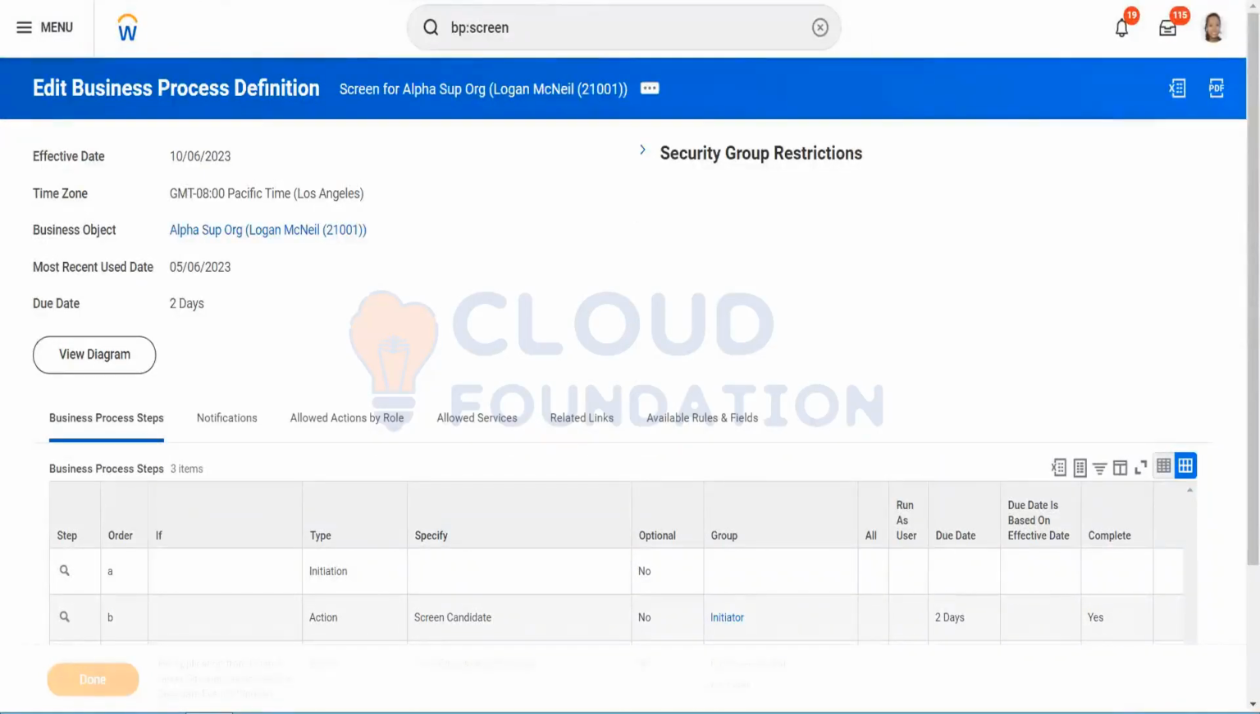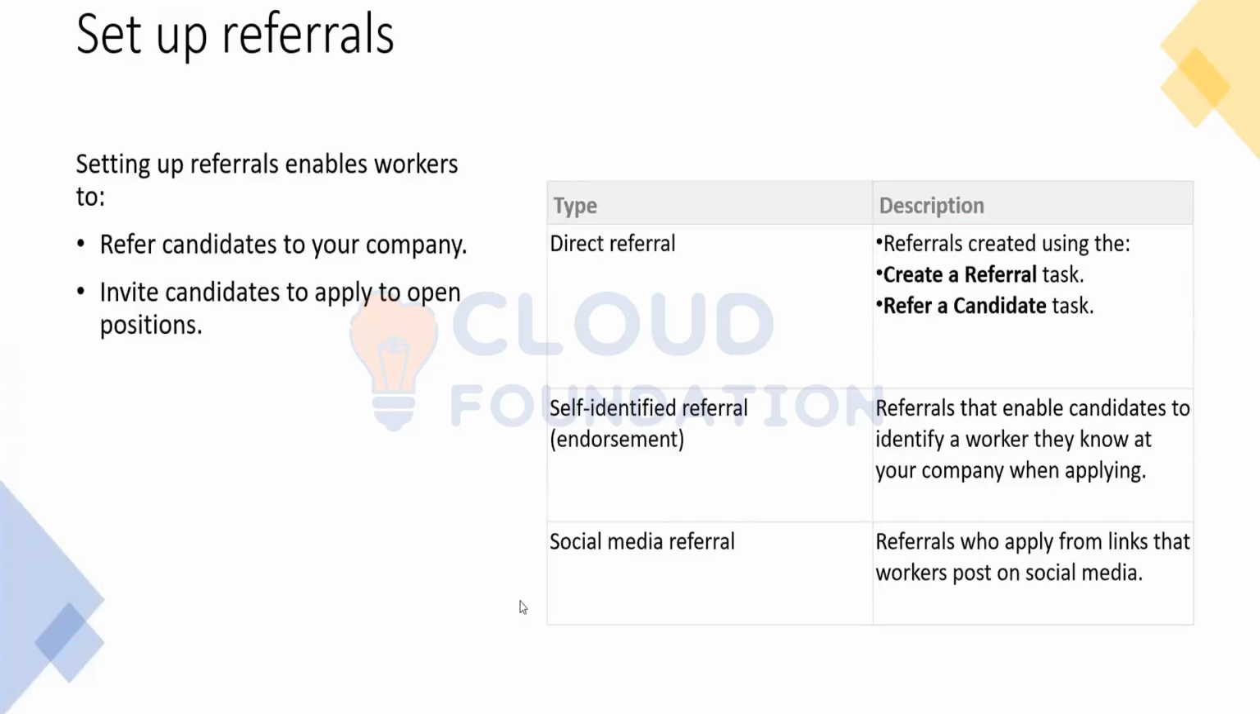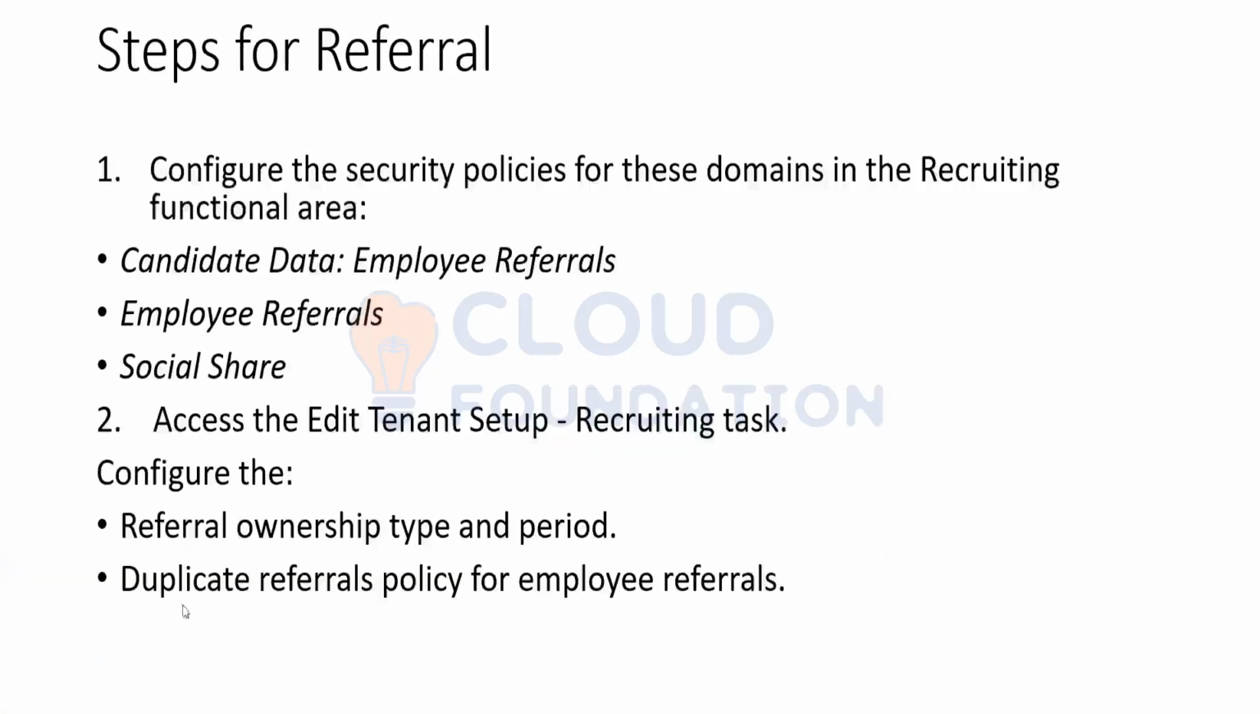Then let me go to the third. The third type is social media referral. It's just the job URL posted by the employees on their social media. A lot of times we have seen on LinkedIn, Facebook, people posting the URL saying you can apply over here, or click on this and we would create a referral. That is just simply sharing of a URL, but this is also a referral type only. The ownership would be given to the person. So these are the domains related to referrals.